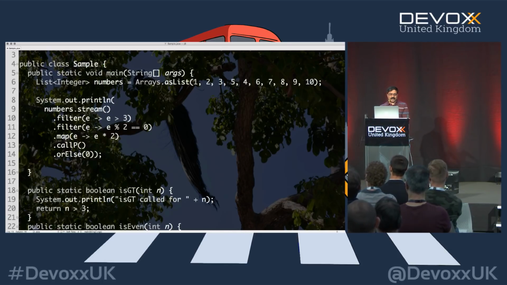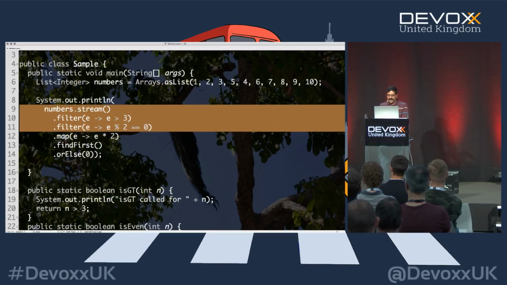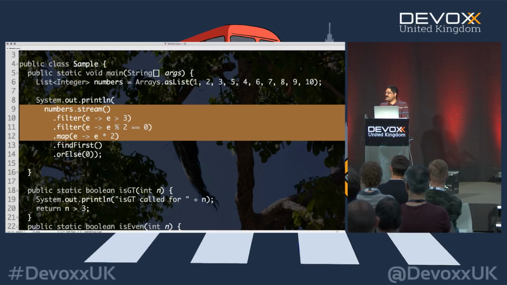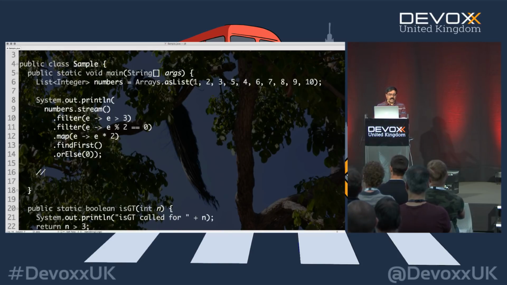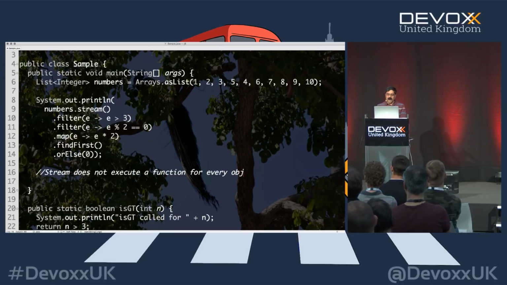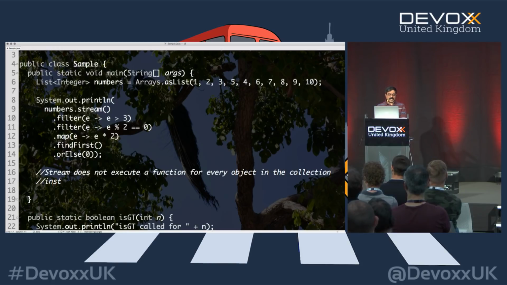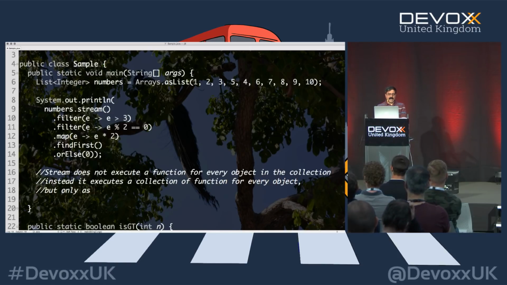And the minute you see this method, here's how streams work. When you go to a stream and say, filter, another day. Hey, filter again, some other time. Map, maybe. Find first, oh dear. Let's get this done. So let's understand how this actually works in this context. What is important to keep in mind is a stream does not execute a function for every object in the collection. Instead, it executes a collection of functions for every object, but only as needed.